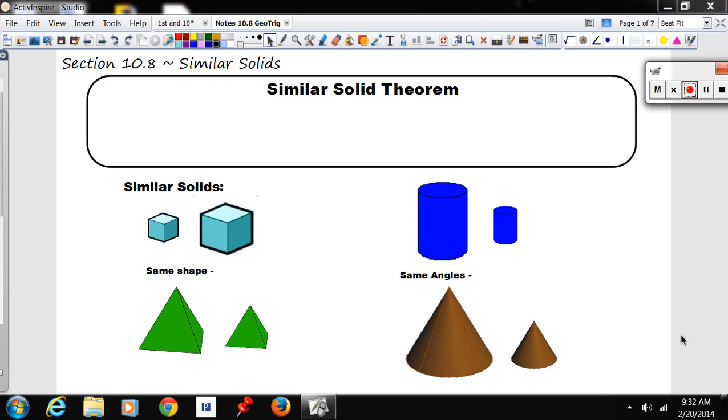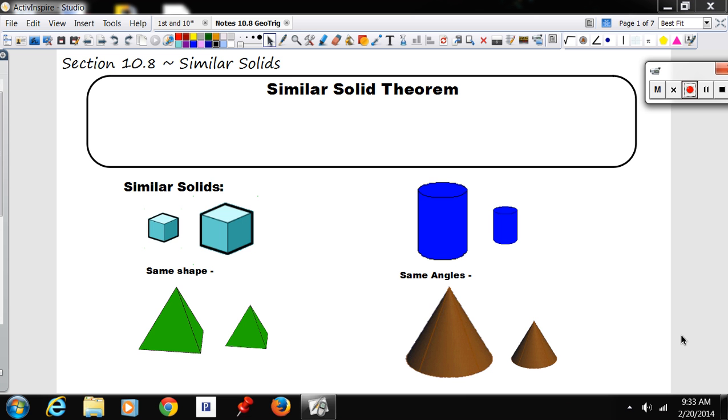All right, section 10.8 is on similar solids. We've talked about similar triangles before. And what made two triangles similar? Angles were the same. Sides were proportional. That means they're the same shape, but bigger and smaller. That's what happens with similar solids as well.